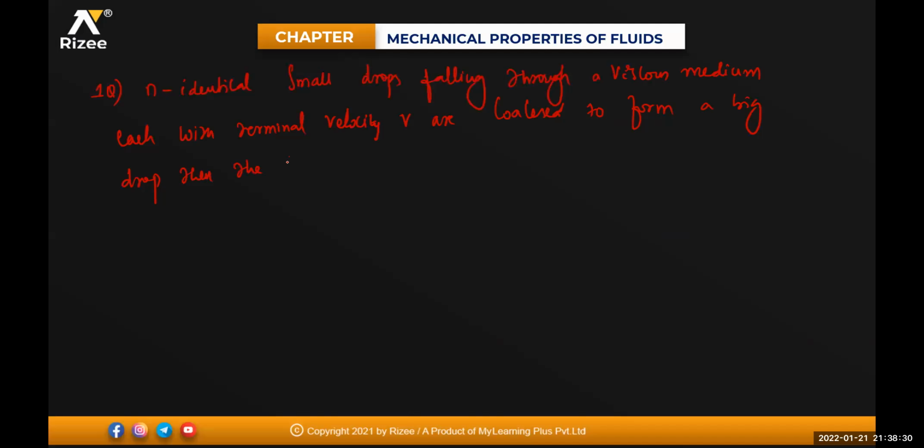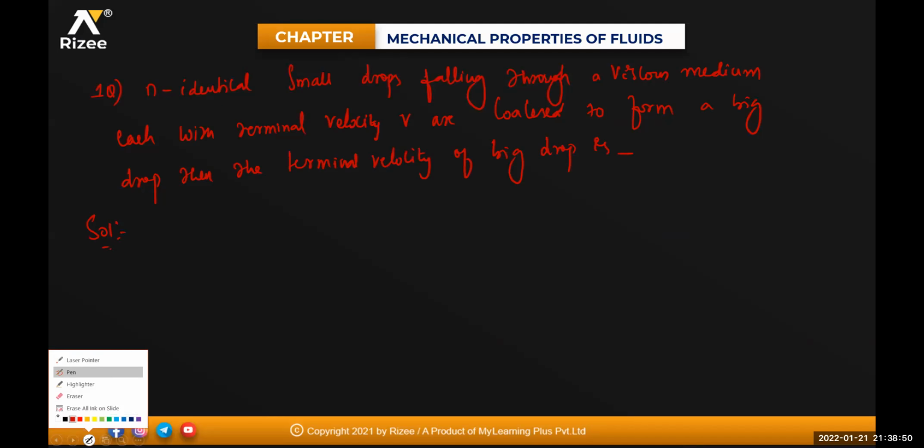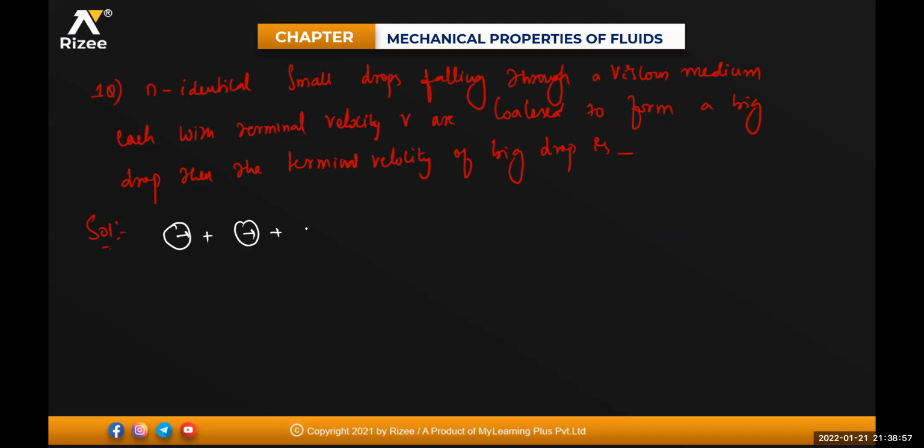Then the terminal velocity of the big drop is... shall I try to do it? We are having n number of small droplets like this. n number of drops are combining to form one bigger drop of radius capital R.